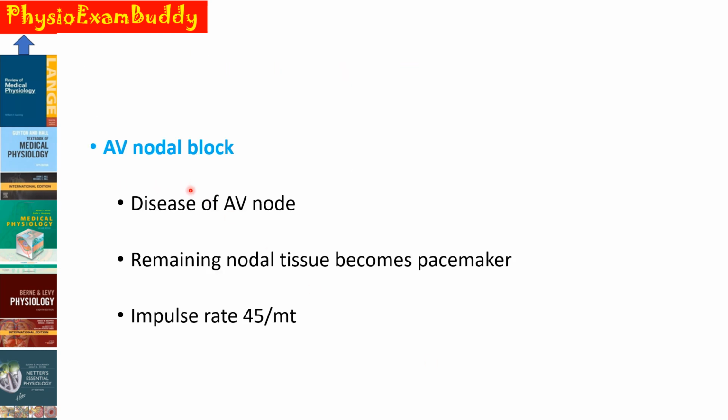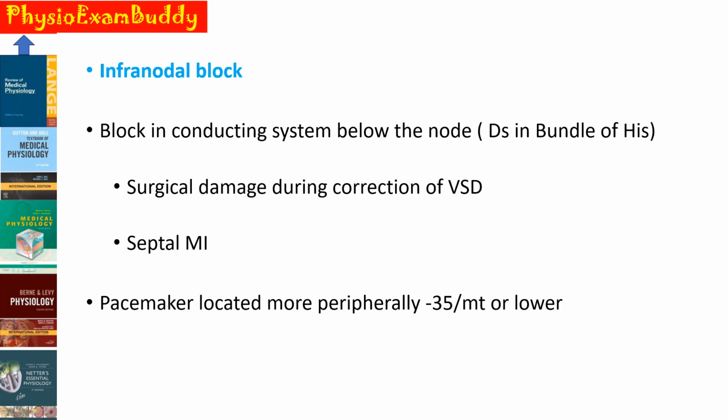AV nodal block usually arises due to diseases of the AV node. Here, the remaining nodal tissue becomes the pacemaker and produces impulses at a rate of 45 per minute. Whereas in infranodal block, the block in the conducting system occurs below the node. That is mainly due to diseases in the bundle of His.